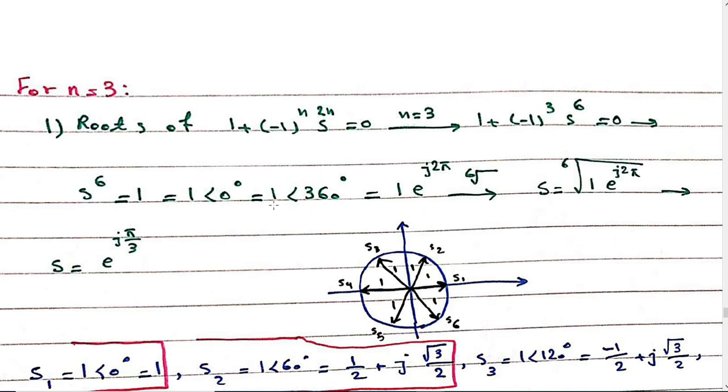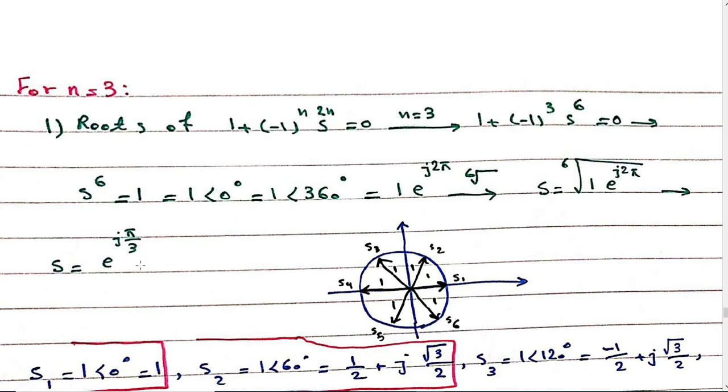So you will get this equation. So from here, s is e to j pi over 3. So what is pi over 3? Pi over 3 is how much? 60 degrees. So how many s's do you have on the circle? 6. So 360 divided by 6 is 60 degrees. So the roots must be 60 degrees apart from each other.